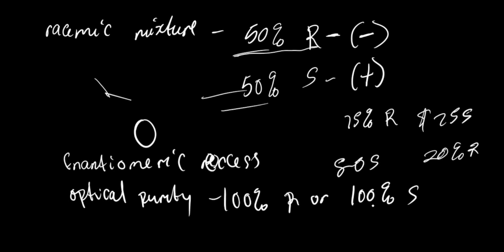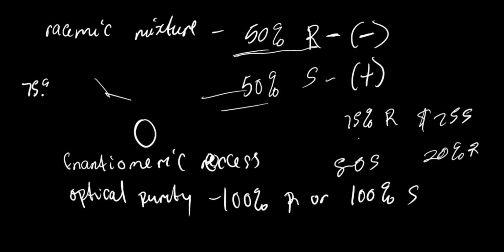In a mixture where we have both the R and S configuration mixed together in a certain proportion, the enantiomeric excess tells us the amount to which a particular configuration is in excess. I'll repeat that. The enantiomeric excess tells us the amount to which a particular configuration of the compound is in excess.